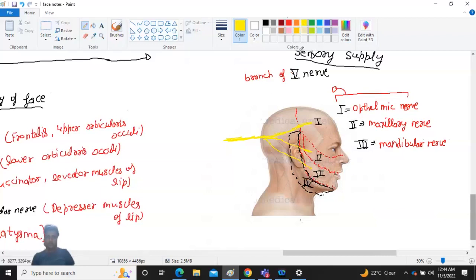It is supplied by the great auricular nerve. Only this region is supplied by the great auricular nerve. Remember, this is the nerve which is present in the head region behind the ear. So the great auricular nerve, its root value is C2, C3. So this is the sensory supply of the face.